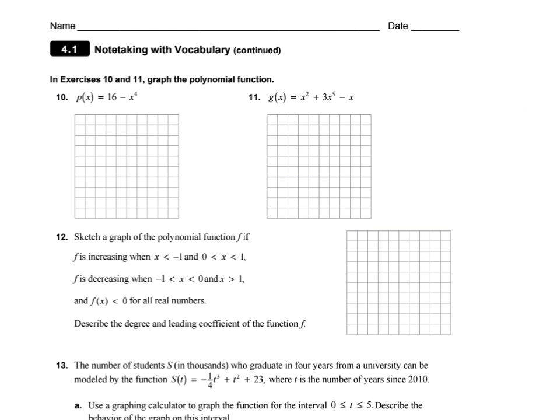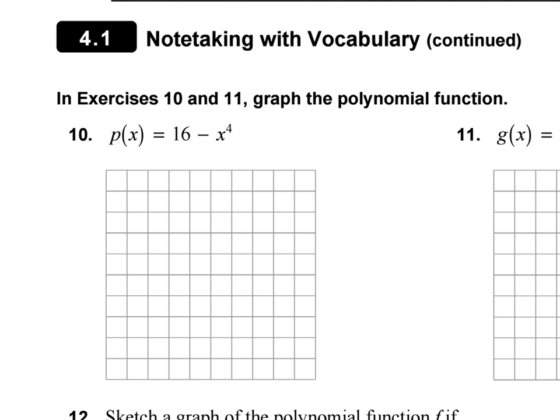Oh, I'm so sorry. Okay, for questions 10 and 11, you're asked to graph a polynomial function. Okay, so we are going to use end behavior and a table to sketch the graph. So based on the degree of the polynomial, this is degree 4. It's an even degree.